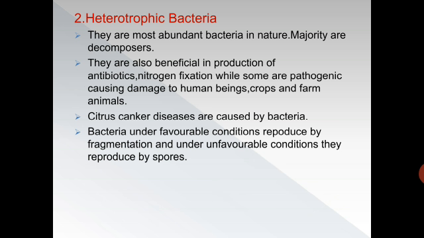Heterotrophic bacteria are the most abundant bacteria in nature. Majority are decomposers. They are also beneficial in the production of antibiotics and nitrogen fixation, while some are pathogenic, causing damage to human beings, crops, and farm animals. Citrus canker disease is caused by bacteria. Bacteria under favorable conditions reproduce by fragmentation, and under unfavorable conditions they reproduce by spores. So these were the heterotrophic bacteria. They may be beneficial and also they may be harmful.